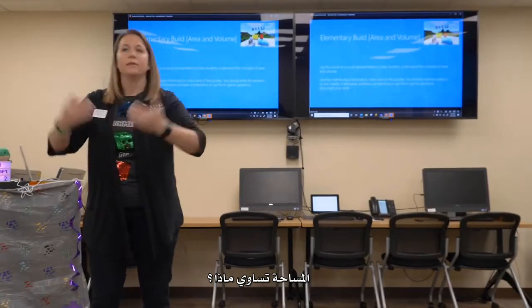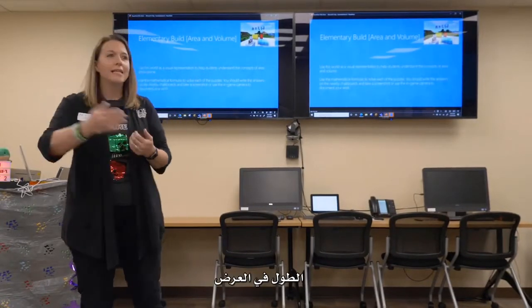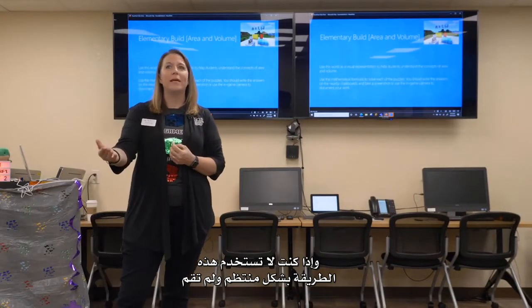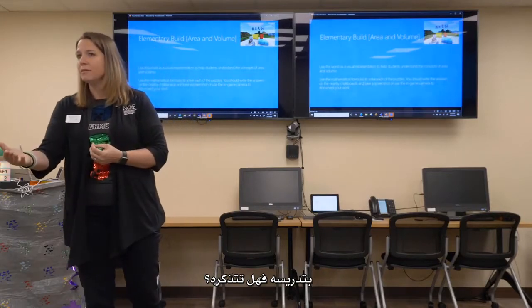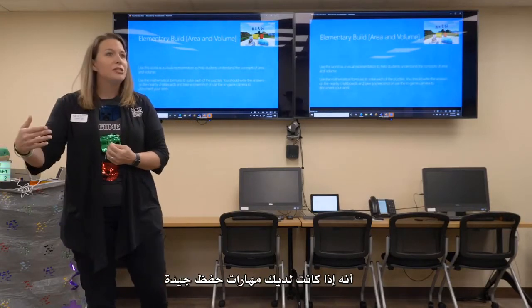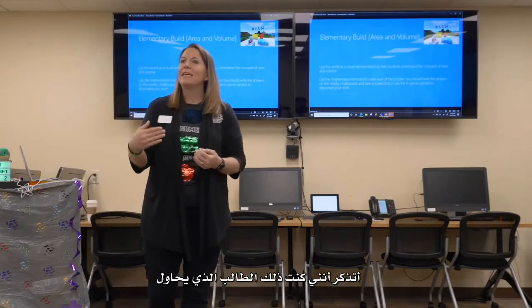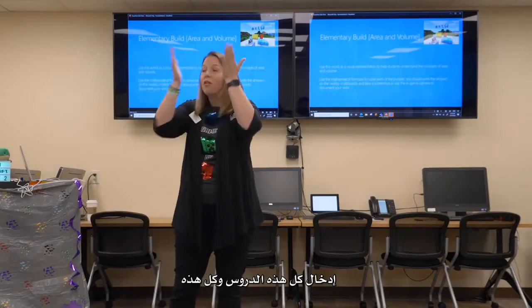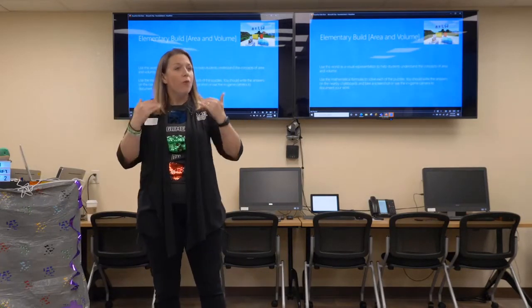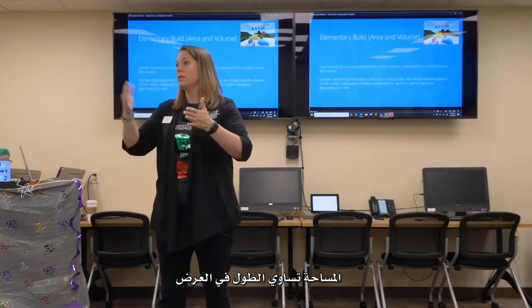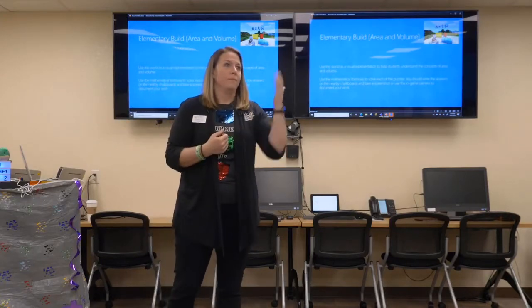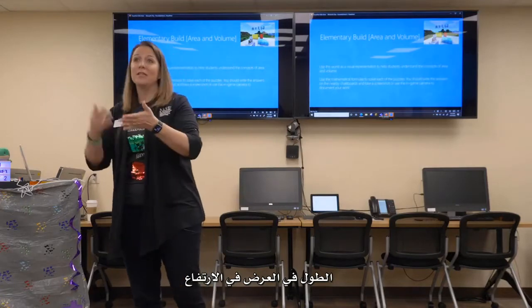Area is equal to what? Length times width. Now, if you don't use that on a regular basis, if you don't teach that, do you remember that? If you have good memorization skills, yes, you do. I remember being that student trying to cram all of these lessons and all of these formulas into my head. Area is equal to length times width. What is volume? Length times width times height, okay?